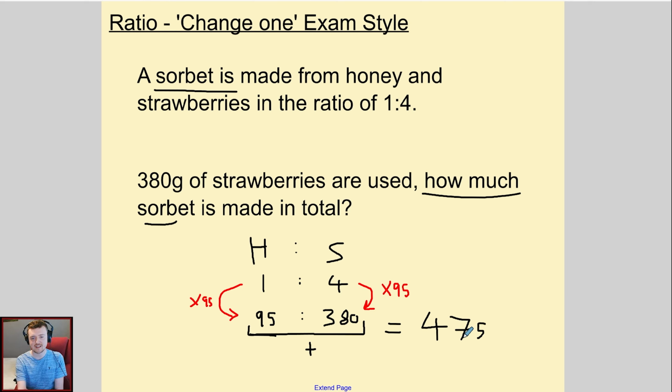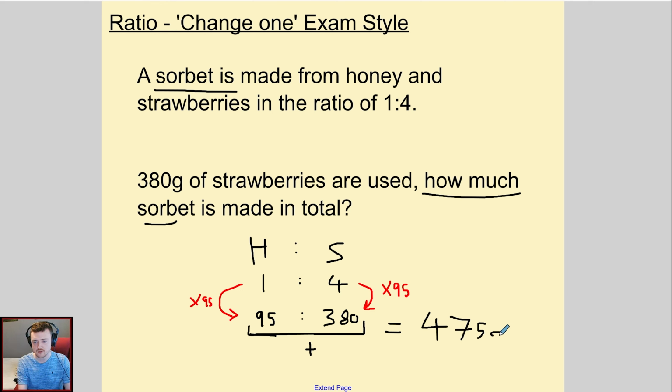So our answer in the end is 475 what? Well, it's going to be grams. Why is it grams? Because grams is what the strawberries were told in. So this must be grams as well. So this is grams in total. We made 475 grams of sorbet.